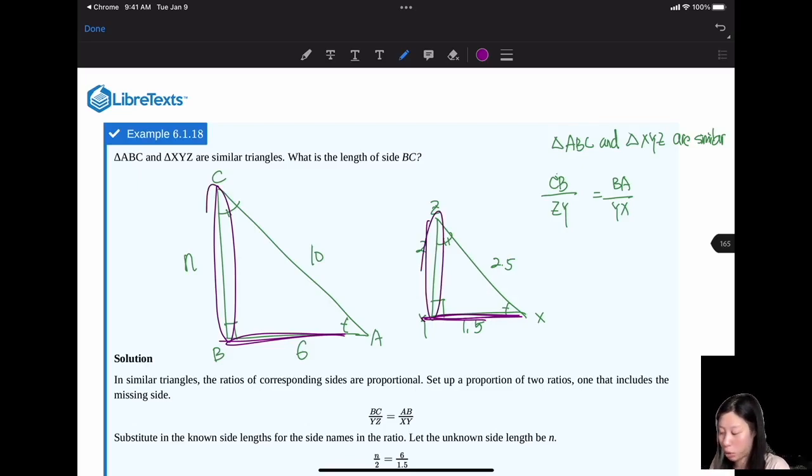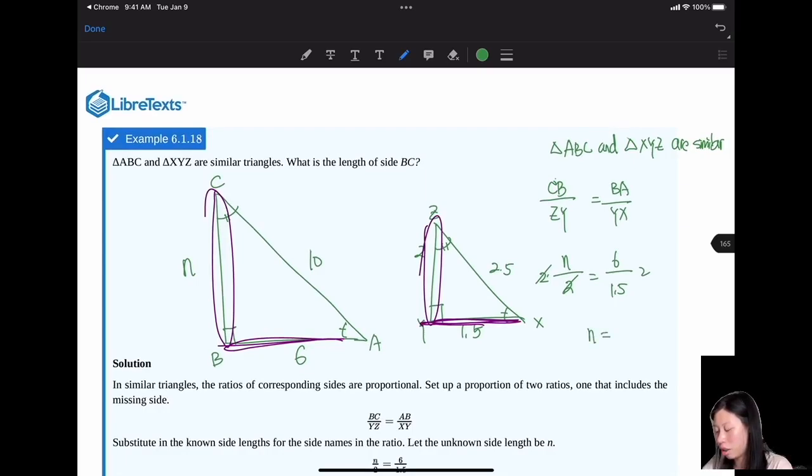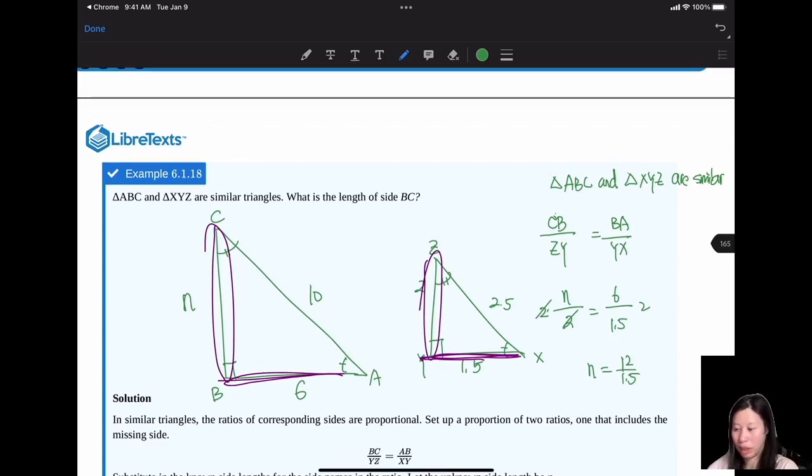So now we plug in the numbers. We have BA equals 6, YX equals 1.5, and CB we don't know, it's n, and then ZY equals 2. Now we can solve for n. You can multiply 2 on both sides to get rid of the 2. So I have n equals 12 over 1.5. So n equals 8. That's how you find the measurement by using similar triangles.